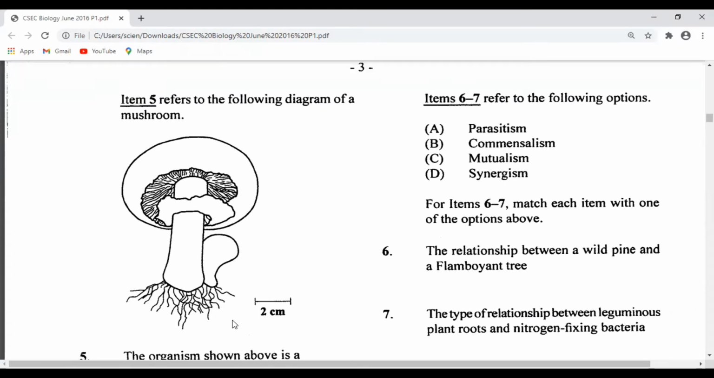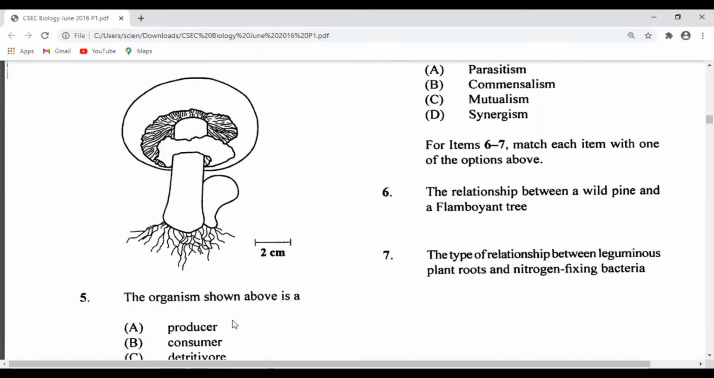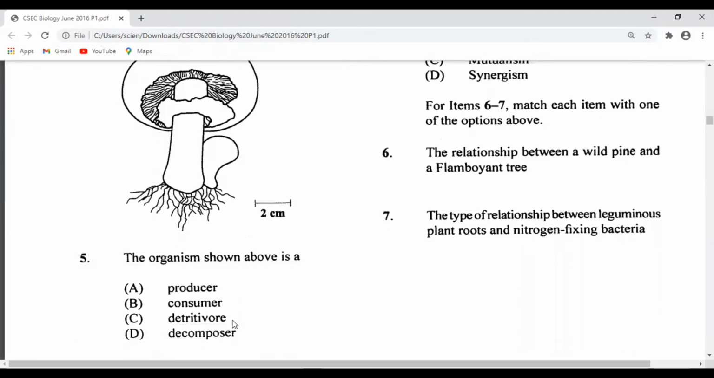Item 5 refers to the diagram of a mushroom. The organism shown above is: A, producer; B, consumer; C, detritivore; D, decomposers. So the answer is C, detritivore.